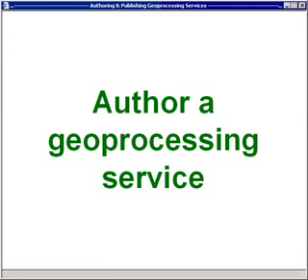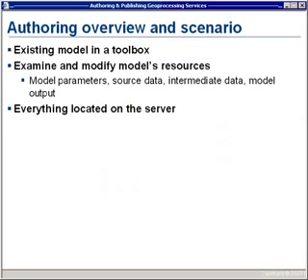The next section we're going to look at is authoring a geoprocessing service. For today, we have a scenario that we're going to work within. We have an existing model that was built in ArcMap that we want to publish to ArcGIS Server. So this model already exists in a toolbox. To publish it, we need to examine and modify some of the model's resources. So we're going to look at the model parameters, source data used in the model and map, intermediate data, and the model output. The third step in the scenario is that everything is located on the server. Now, this is just one of many scenarios that are possible with ArcGIS Server.